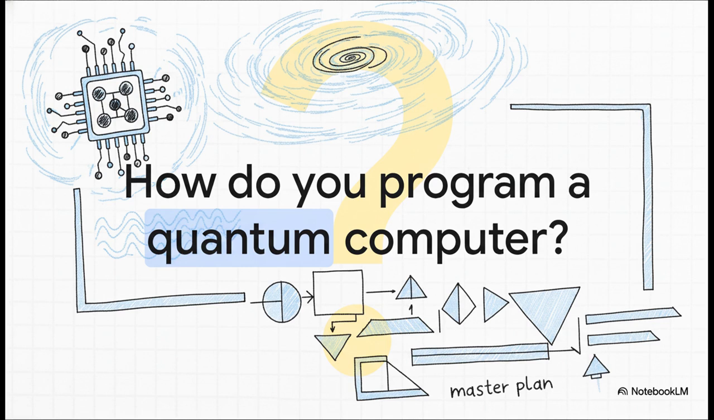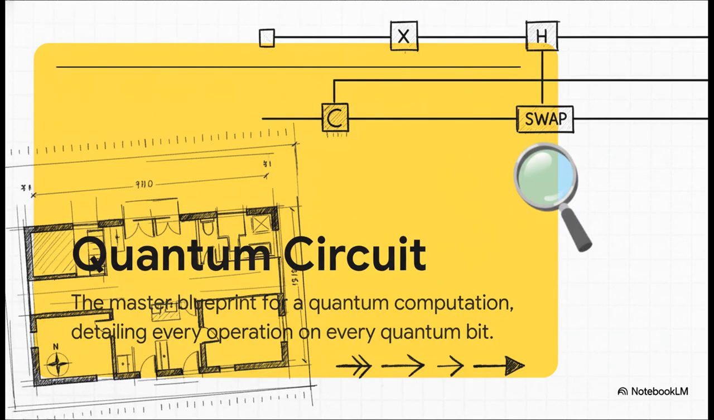And to even begin to answer it, we've got to shift our mindset. We need to stop thinking like traditional software developers and start thinking a bit more like physicists. Because we're not just typing out lines of code here. We are literally orchestrating the fundamental laws of nature. And any great orchestration, well, it all starts with a master plan. And that master plan, that's what we call a quantum circuit.